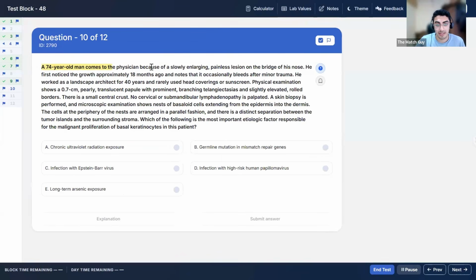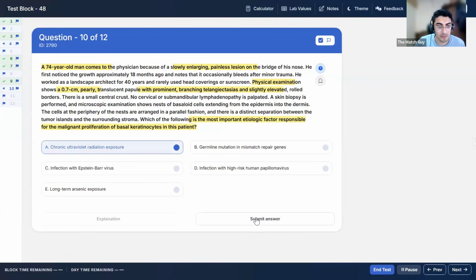A 74-year-old man comes to the physician because of a slowly enlarging, painless lesion on the bridge of his nose. He first noticed the growth approximately. Physical examination shows a 0.7 pearly papule with prominent branching telangiectasias. What is this? This is basal cell carcinoma. What is the most important risk factor for basal cell carcinoma? Exactly, sun exposure. So the correct answer would be chronic ultraviolet exposure. So it gives the same meaning.